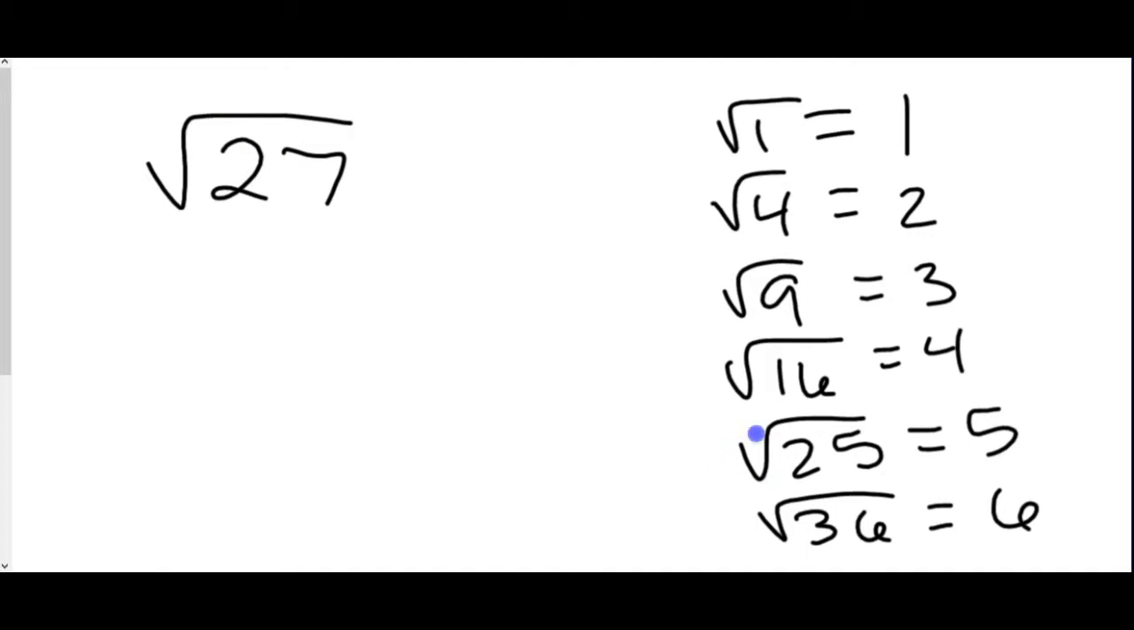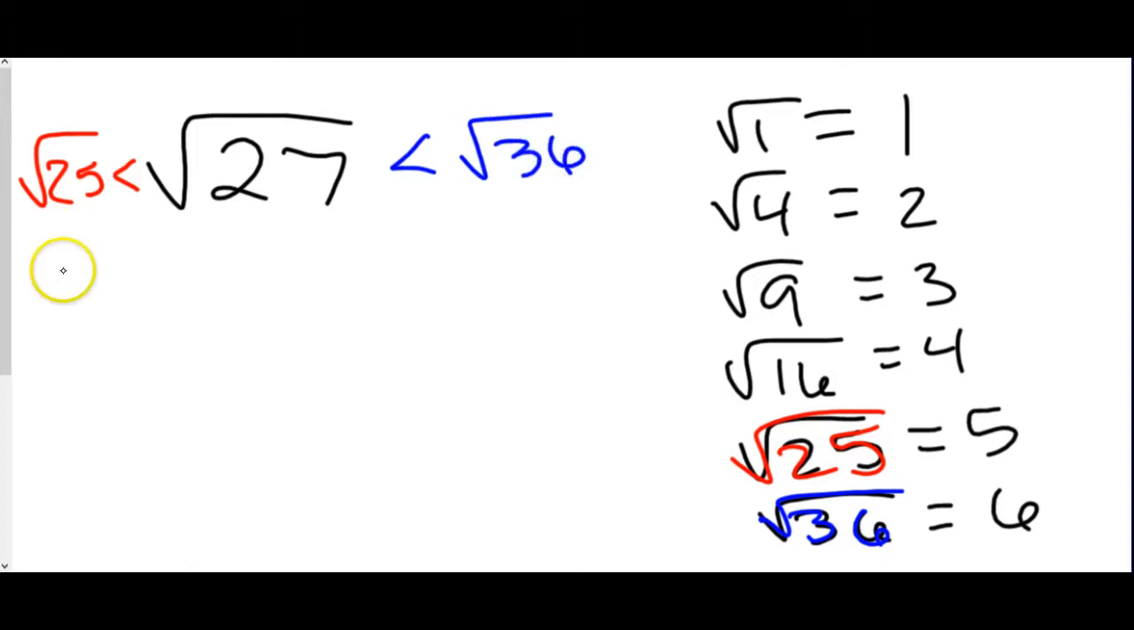Looking here, we know square root of 25, that was pretty close. So we have to decide, is 25 bigger or smaller than 27? Well, obviously, smaller. So 25 is smaller, it's less than 27. Which means square root of 36, that would be bigger.